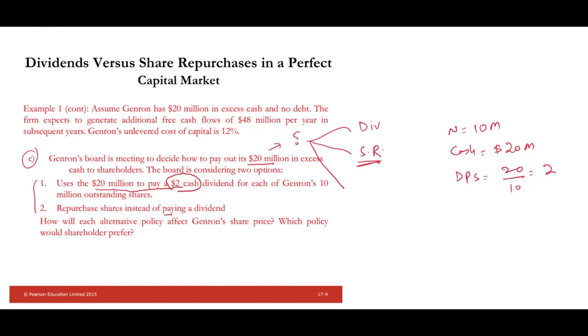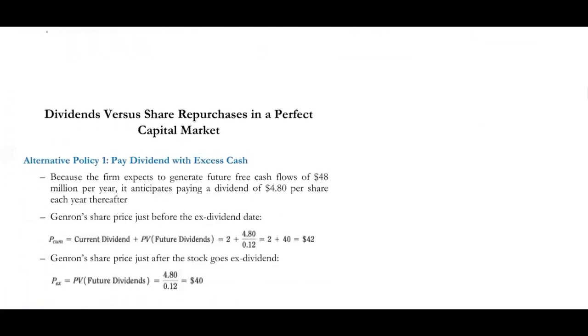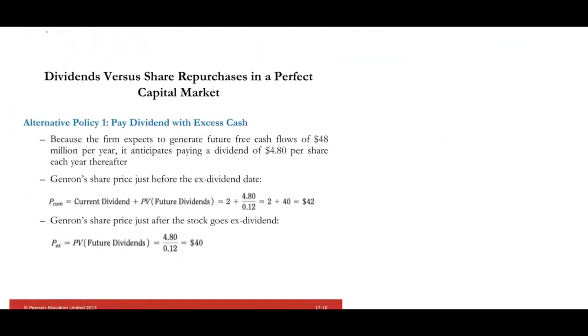I told you that whatever the decision would be, ultimately we are going to look at how it is going to affect the price. So let's see, if the company pays dividend, what happens to the price? If the company does share repurchase, what should be the price? First policy is pay dividend. This is alternative policy number one.